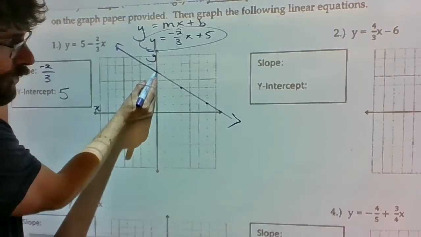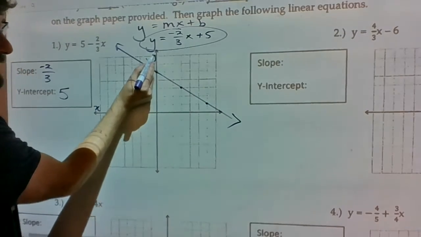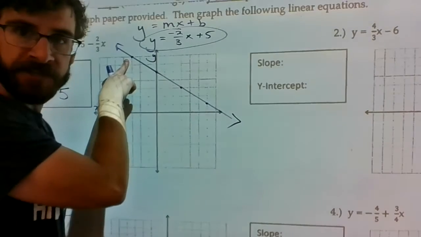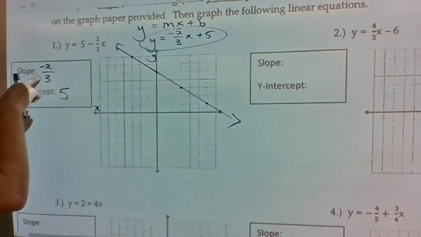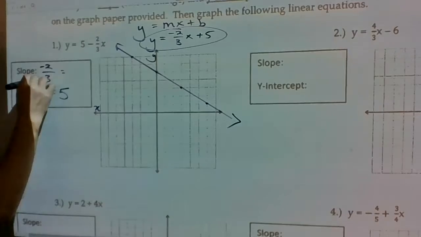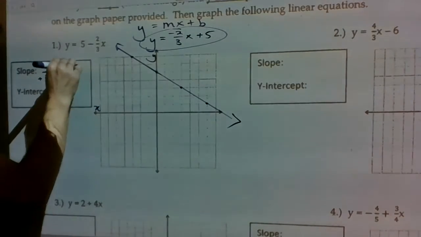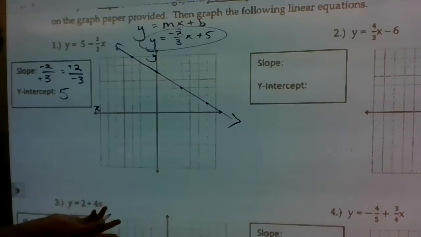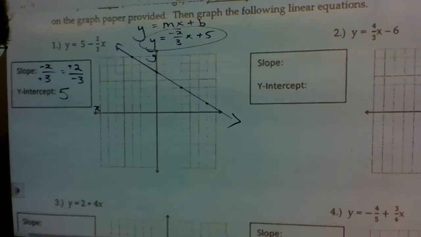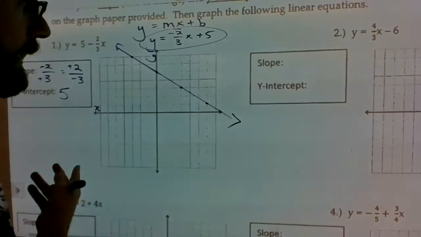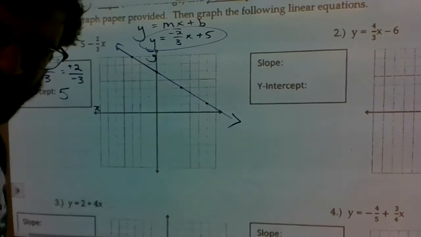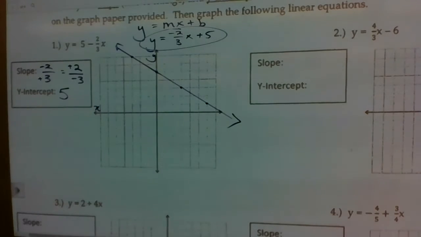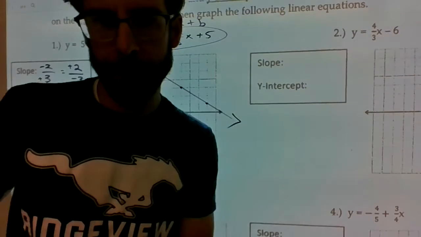Hey, notice something else here. I could have also gone up 2, left 1, 2, 3, and that also would have been a legitimate point to plot on the line. So down 2, right 3 is the same as up 2, left 3. These two fractions basically mean the same thing, and they plot the same points that exist on a line like this. So that's kind of cool to be able to do both of those. Let's try number 2 now.